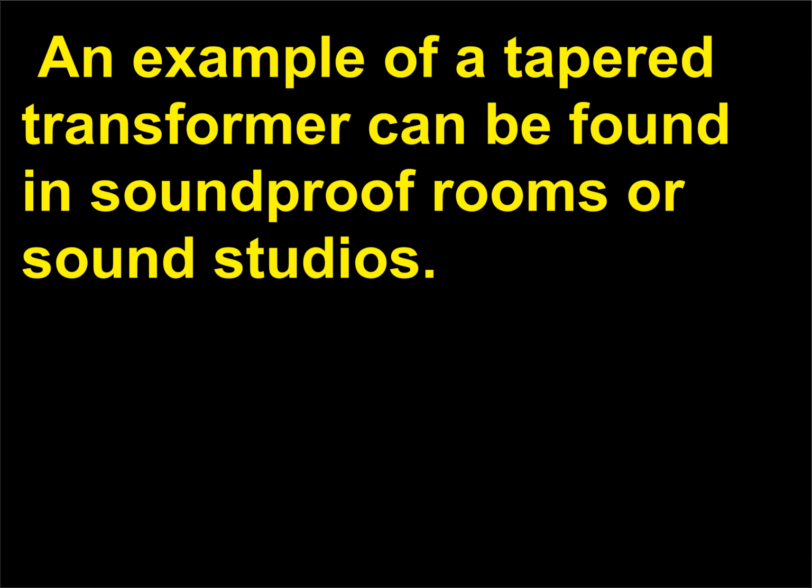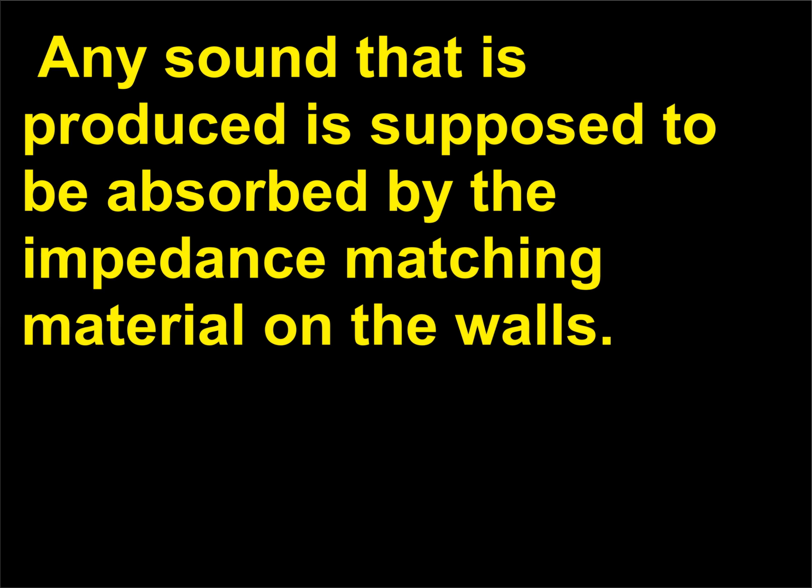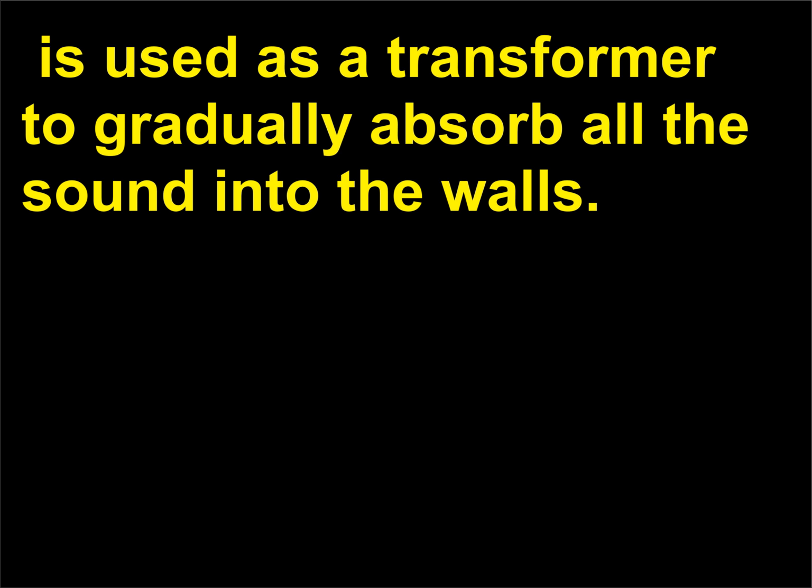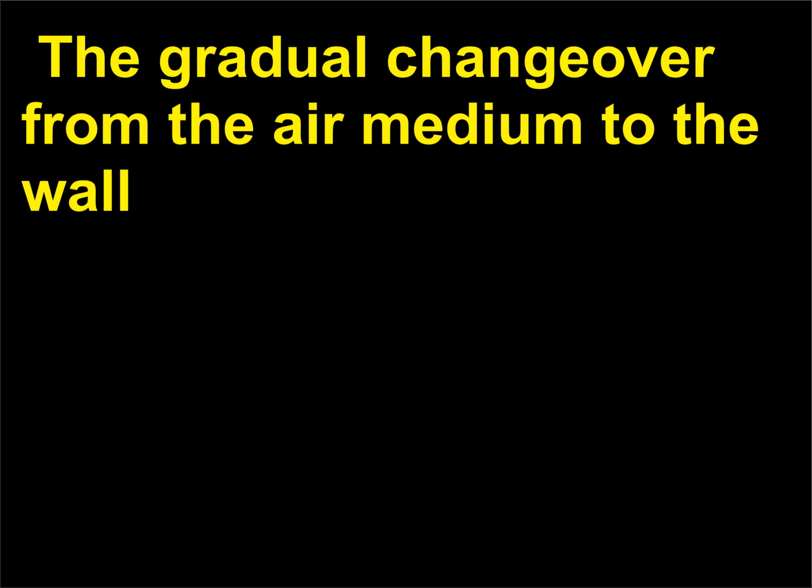An example of a tapered transformer can be found in soundproof rooms or sound studios. Any sound that is produced is supposed to be absorbed by the impedance matching material on the walls. Special foam, tapered in a V-like shape, is used as a transformer to gradually absorb all the sound into the walls. The gradual changeover from the air medium to the wall medium prevents sound from reflecting back into the air.